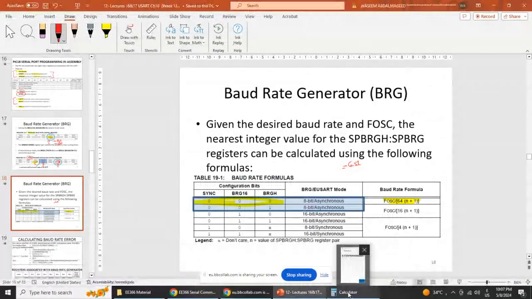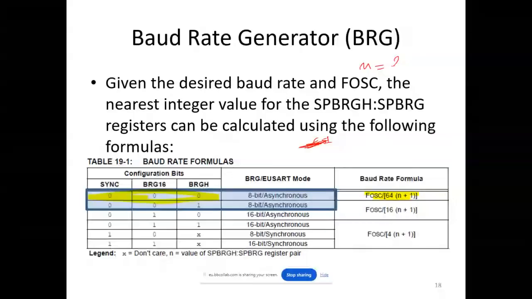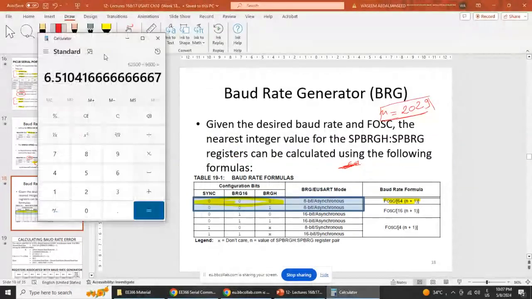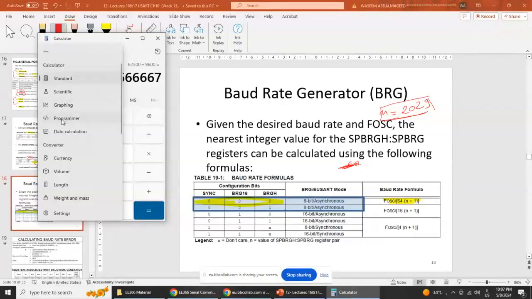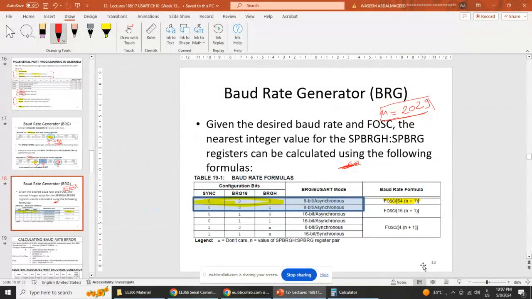Okay, so let's have any value of n. Let's suppose that we calculate the value of n, and the value of n here, let's use 2029. This is the value of n that we found. From this value, we have to convert it to hexadecimal format. So let's use the calculator. Here we have to go to the programmer mode. The value in decimal is 2029. So you can see that it is 7ED. So here the value is 7ED.